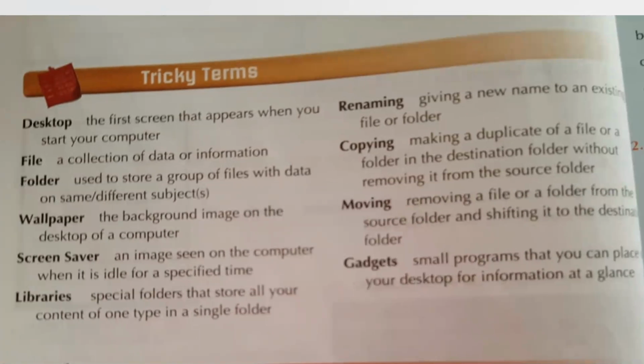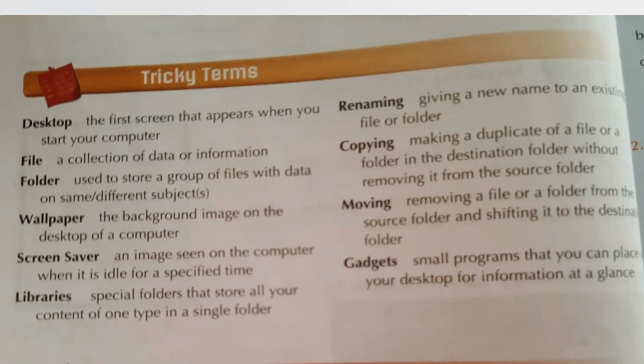Okay. So renaming means that when we have an existing file, we need to change the name or give the name to a file. So over here, renaming is giving a new name to an existing file or folder. Copying is making a duplicate of a file or folder in the destination folder without removing it from the source folder. We already have done this last time, that copying means that you would have a duplicate of that file and folder, and copying to a specific place means that the file and folder will exist in both places, from where you are copying and to where you are copying.